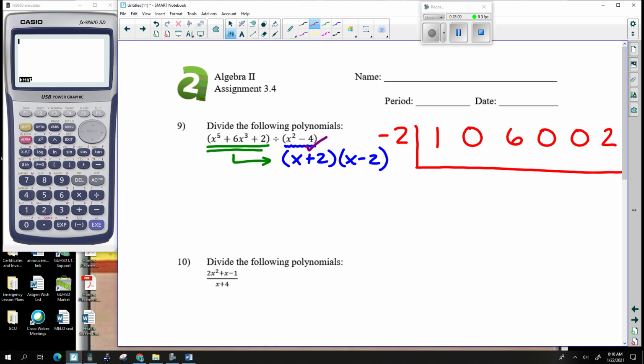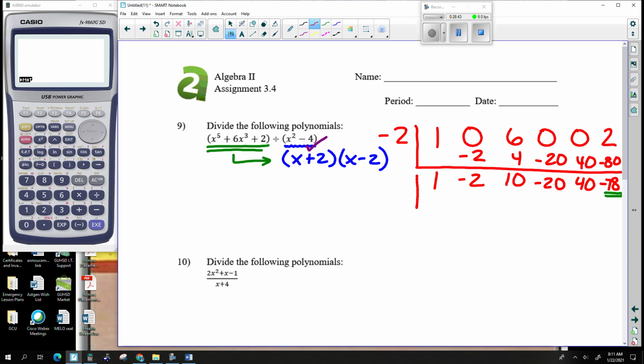All right. So I'm going to take care of that first one first, that x plus 2. All right, so 1. Multiply, add, multiply, add, multiply, add, multiply, add, multiply, add. Take note that this is the first remainder right now. Just take note of that. So right now there's one remainder.